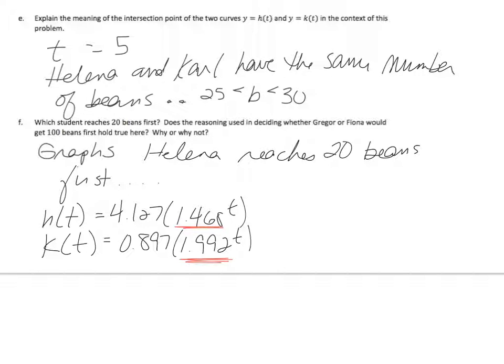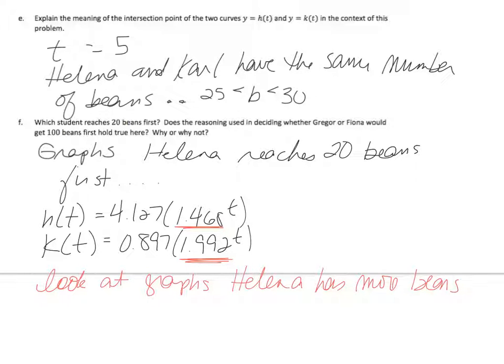But here, if I look at the graphs, which you can go back and peek at, Helena has more beans until your 5th trial, and then Carl has more for the rest of the time. Okay, that's when they sort of flip places.